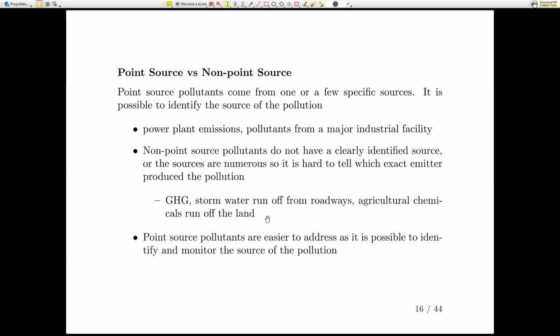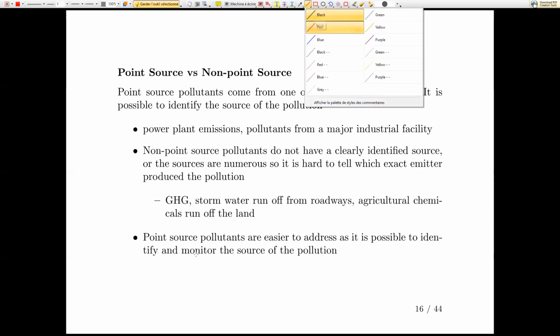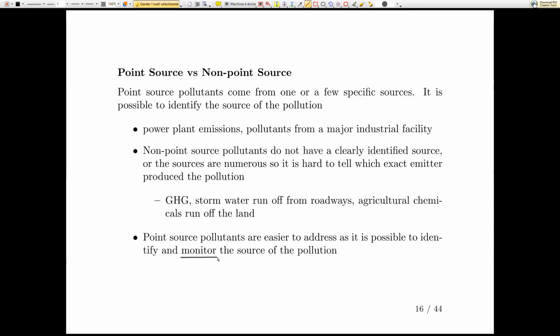Yeah, so point source pollutants are easier to address, as it is possible to identify and monitor the source of the pollution. So here the very big word is monitor. That's the key. If you cannot even know what's happening, then everybody can deny all the time. You can say, yeah, I didn't do anything, if you don't measure it. Or even if you measure it and it's Volkswagen, then they can just corrupt your measurement of their car emissions and defraud the system.